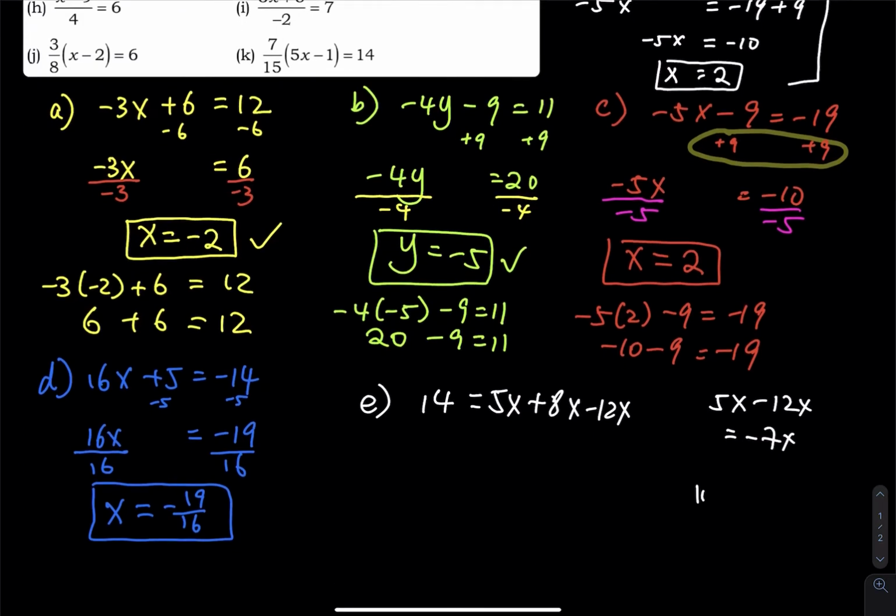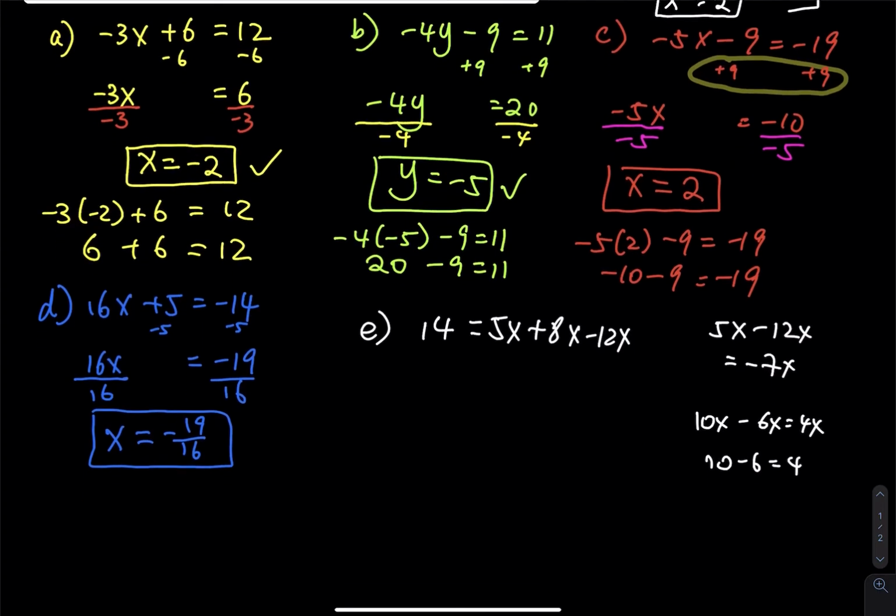Let's say you have 10x minus 6x, that is equal to 4x, just like 10 minus 6 is equal to 4. You subtract the coefficients, all right? So 5 plus 8 minus 12. Oh, there is no x attached to the 8. That is a mistake. Erase the x.